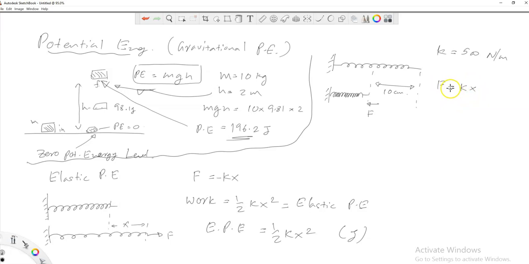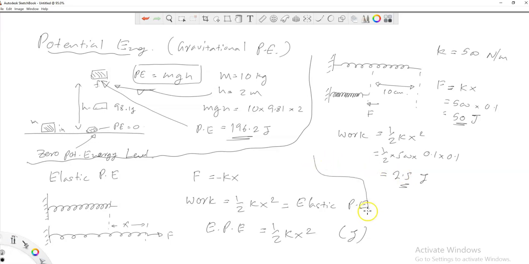I'm not going to worry about the negative sign here. 500 times 10 centimeters, which is 0.1 meters, so we have 50 newtons. This is the force you need. How much work do you have to do? The work you need to do is given by the half kx squared equation, half times 500 times 0.1 times 0.1. So we have 50 and then 5, and half of that, 2.5 joules. Let's see. Yeah, looks right, 2.5 joules. So the work you need to do to compress this is 2.5 joules.